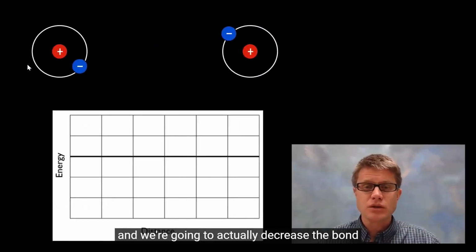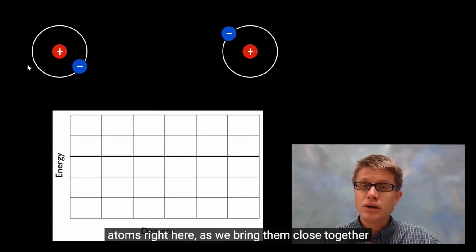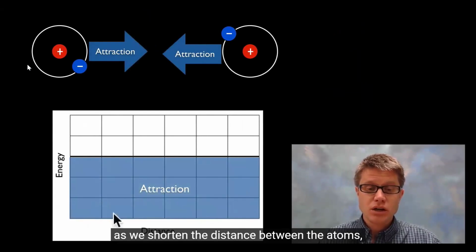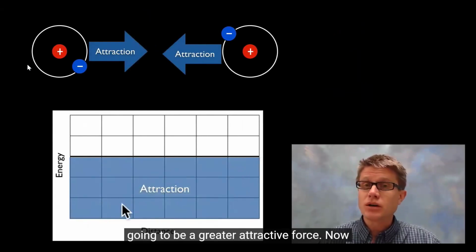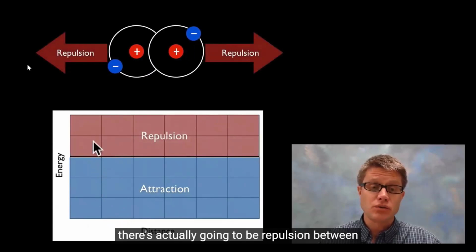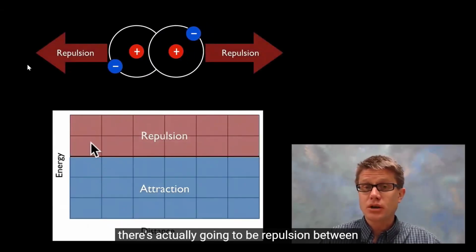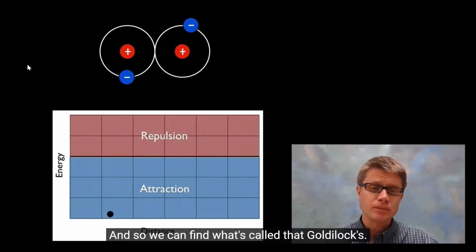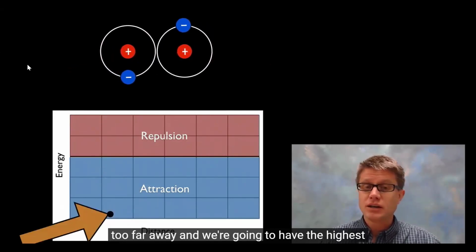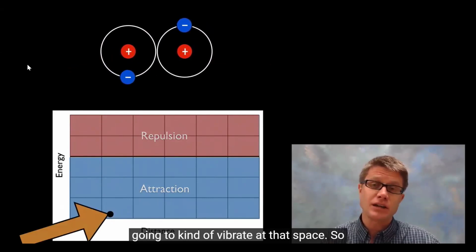And so if we look at these 2 representative atoms right here, as we bring them close together, there's going to be attraction. In other words, as we shorten the distance between the atoms, as they get closer and closer together, there's going to be a greater attractive force. Now, as they start to get really close together, there's actually going to be repulsion between those 2 atoms that's going to push them apart. And so we can find what's called that Goldilocks, the point where they're not too close, not too far away, and we're going to have the highest amount of energy right here. And they're just going to kind of vibrate at that space.